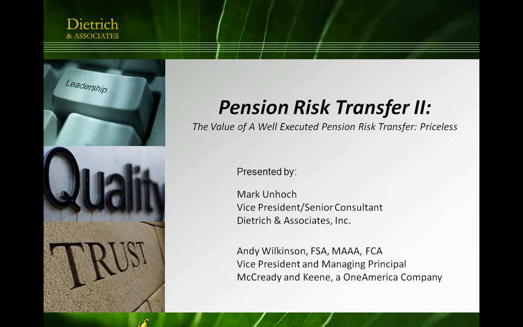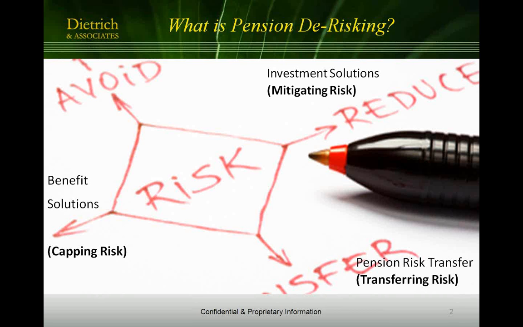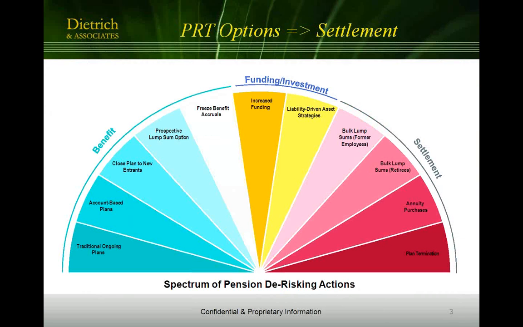I'm sure everybody knows what pension de-risking is. So briefly, pension de-risking is categorized into 3 separate sections. A benefit solution, which helps manage the risk associated with the plan liabilities. An investment solution, which helps manage the risk associated with the plan assets. And a pension risk transfer or settlement, which removes the risk associated with assets and liabilities. Most plans will incorporate several of these de-risking strategies throughout the life of the plan. Most of these strategies can be utilized regardless of whether a plan is ongoing or frozen.